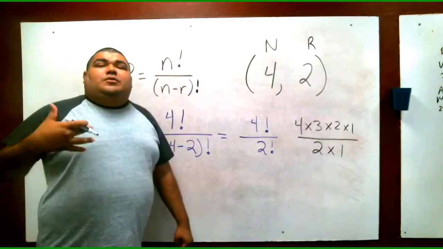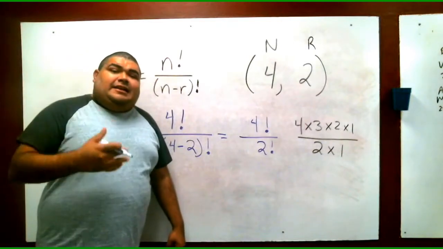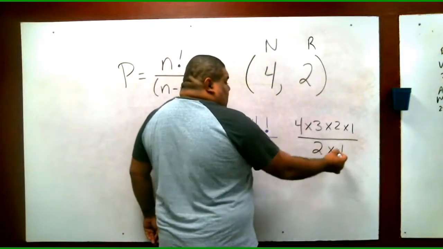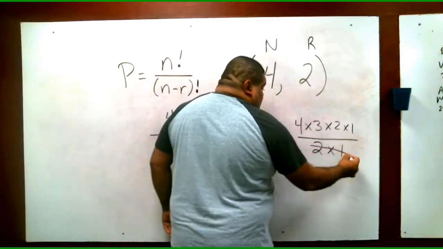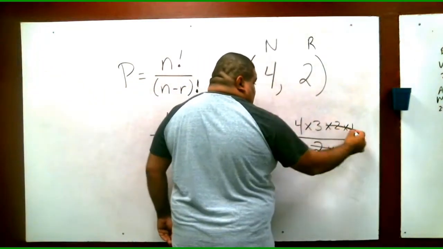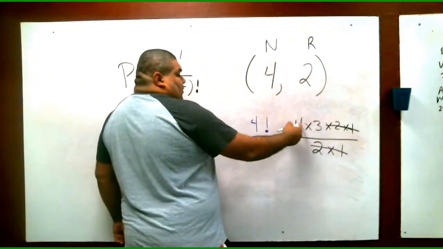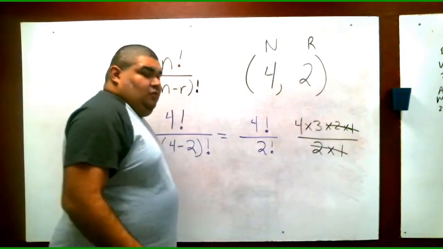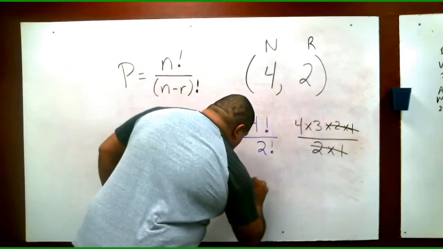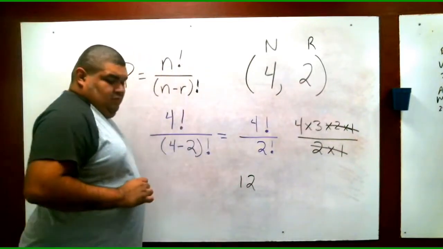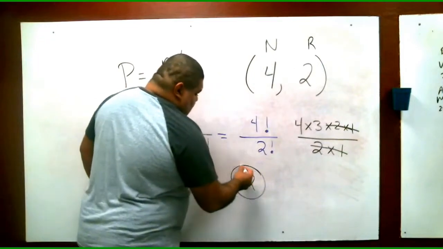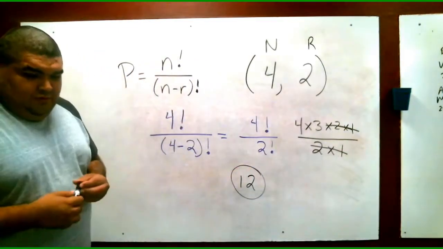Again, we're going to do the same thing we did last class, where we cancel out things. Notice on the bottom, we only have 2 times 1, so we can cancel 1 and 2 on the top as well. So we have 4 times 3. So 4 times 3 is 12. And that is our answer: 12. Okay?